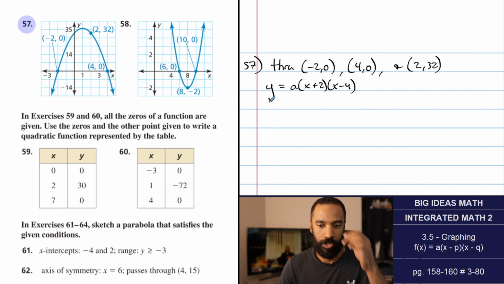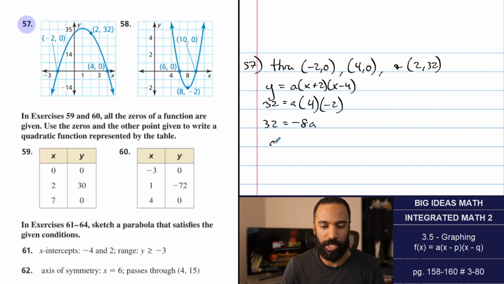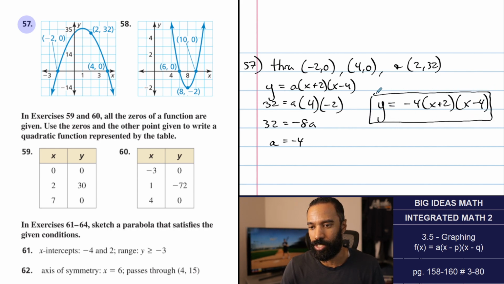Here's an x, here's a y. So 32 equals a times 2 plus 2 times 2 minus 4. So 32 equals negative 8 times a. Divide both sides by negative 8, you get a equals negative 4. My equation is going to be y equals negative 4 times x plus 2 times x minus 4. All right. Same process, not changing.